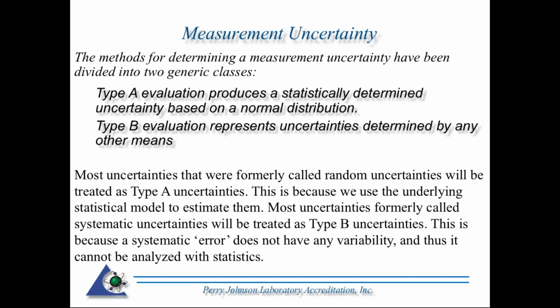So most uncertainties that were formerly called random uncertainty will be treated as type A uncertainties. This is because we use those underlying statistical models to estimate them. Most uncertainties formerly called systematic uncertainties will be treated as type B uncertainties. This is because a systematic error does not have any variability, and thus it cannot be analyzed with statistics.